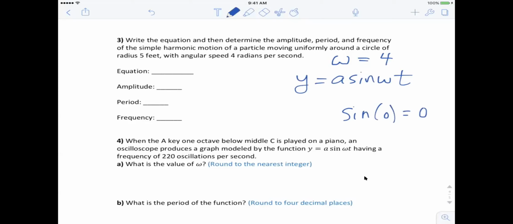So the equation is y equals, and the a is the radius, and then omega is 4. Okay. So almost the concept is harder on that one than the actual finding the answer. You're just plugging in the 5 and the 4 in the right spots and you're good. And then you know the amplitude is 5. The period is 2 pi divided by omega, just pi over 2. And the frequency is flip that over. So I can knock out those answers super fast, okay?